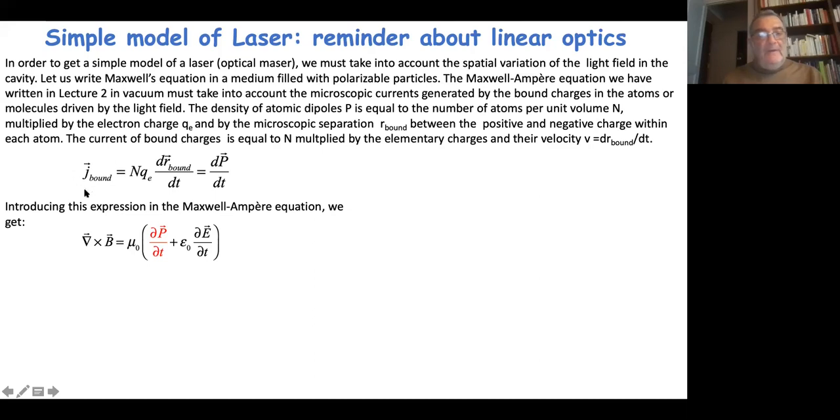And so you have a microscopic current of bound charges that you can write in this way: n, number of particles per unit volume, Q, which is the electron charge, and the derivative of R bound over dt, which gives the microscopic current. And this quantity is just dP over dt. So then you can introduce this microscopic current into the Maxwell-Ampere equation. I remind you that the curl of B is equal to mu naught J, where J is here J bound, plus the displacement term that Maxwell added to the current, epsilon naught dE over dt.